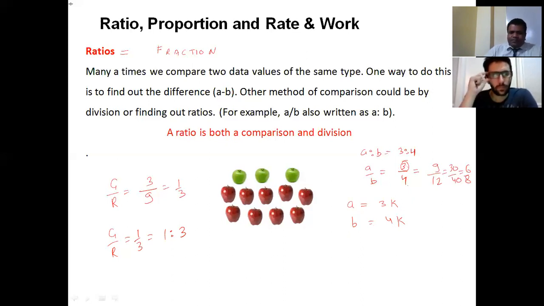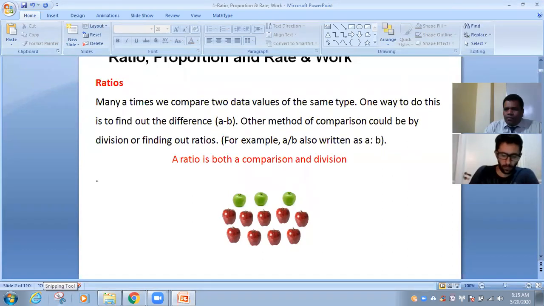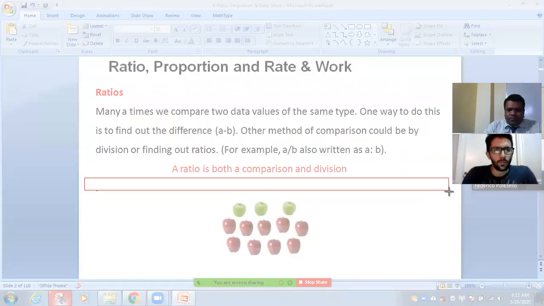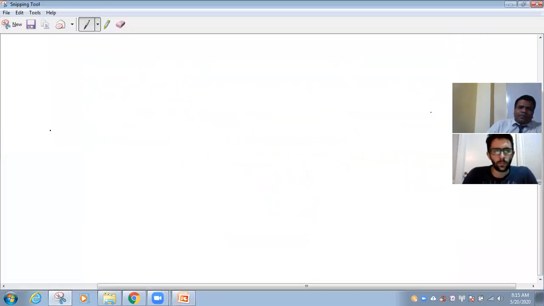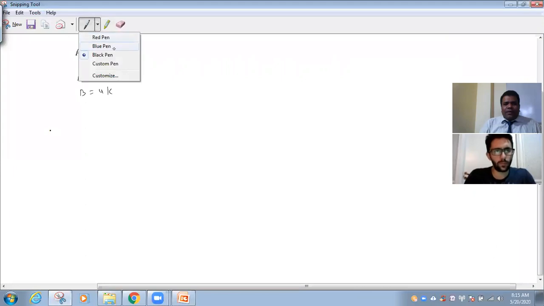Let's take an example. A is to B is 3:4. So A could be 3K, B could be 4K. How to know the value of K? As I said, you'll be given some additional information. I will take one real life example.